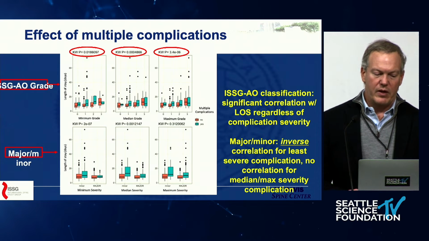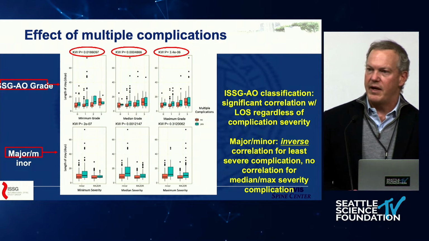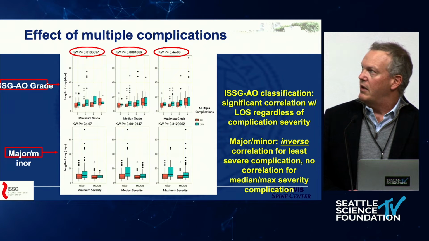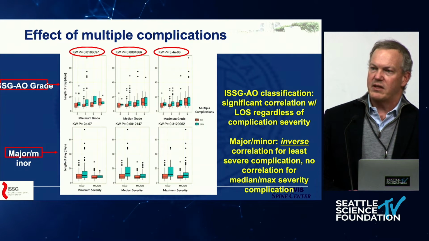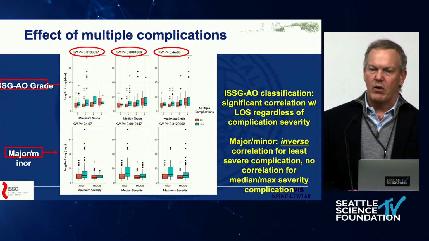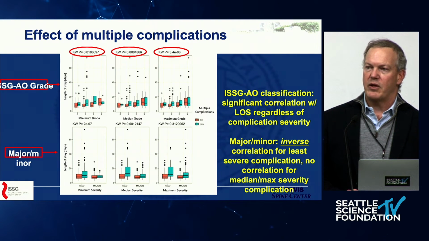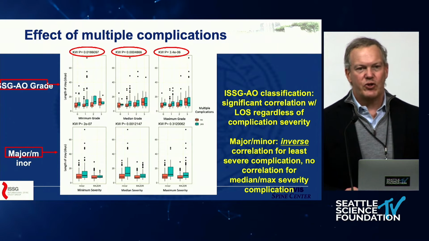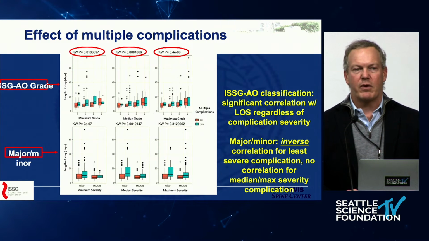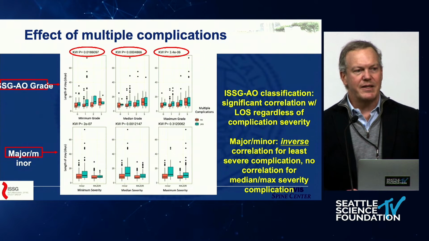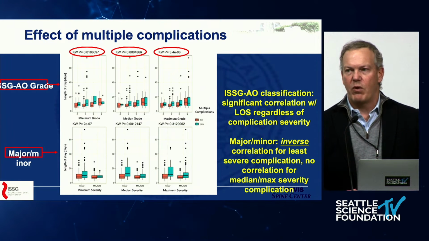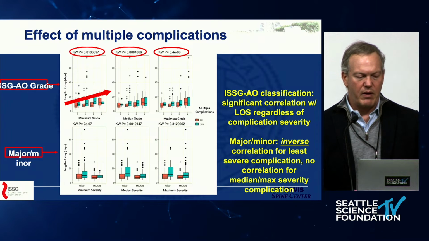And interestingly, if we look at that ISSG-AO grade complication, with increasing grade, we see increasing rates of length of stay. Makes sense. The more we do, the longer the patient stays in the hospital. Conversely, it turned out that those patients that had major complications left the hospital earlier than those that had minor complications. Again, just showing you that there's so much ambiguity into what a major or minor complication is that maybe it really doesn't tell us very much about what it's doing to our patients or to the health of our patients. So again, you can see that going up and going down.